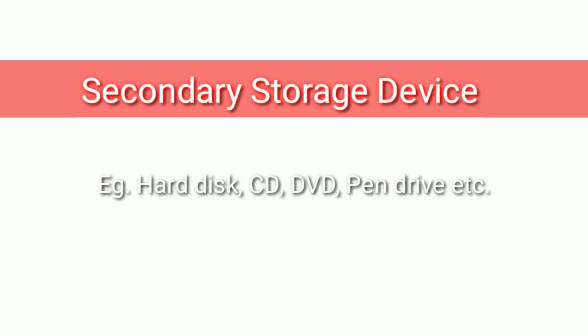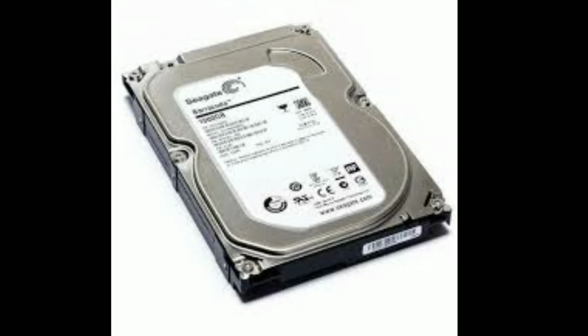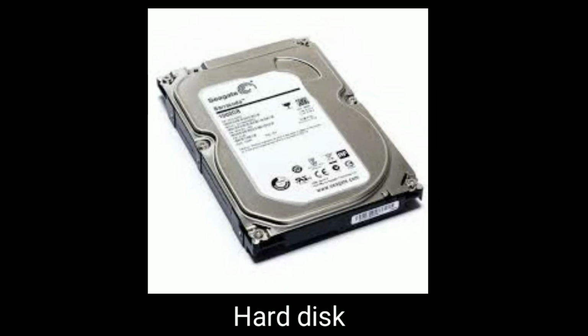Secondary storage device. All other storage devices like hard disk, CD, DVD, pen drive, etc. are secondary storage devices. Hard disk. Hard disk is the secondary storage device of a computer and it is placed inside the CPU. All programs and operating systems are stored in it. External hard disks are portable and can store large amount of data.